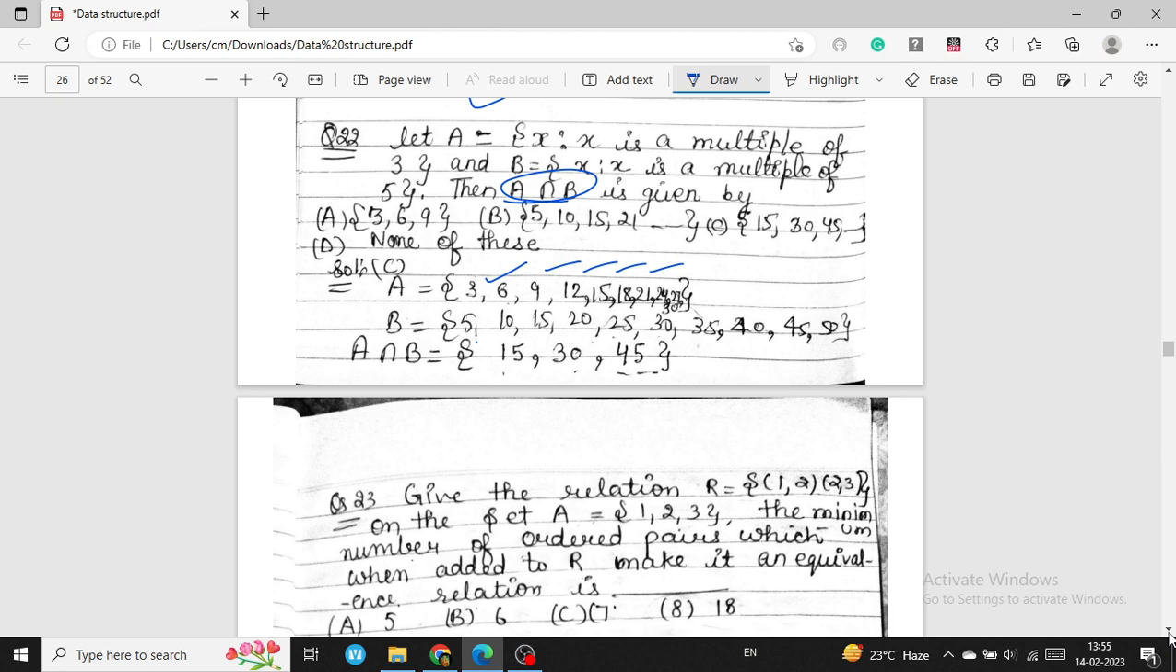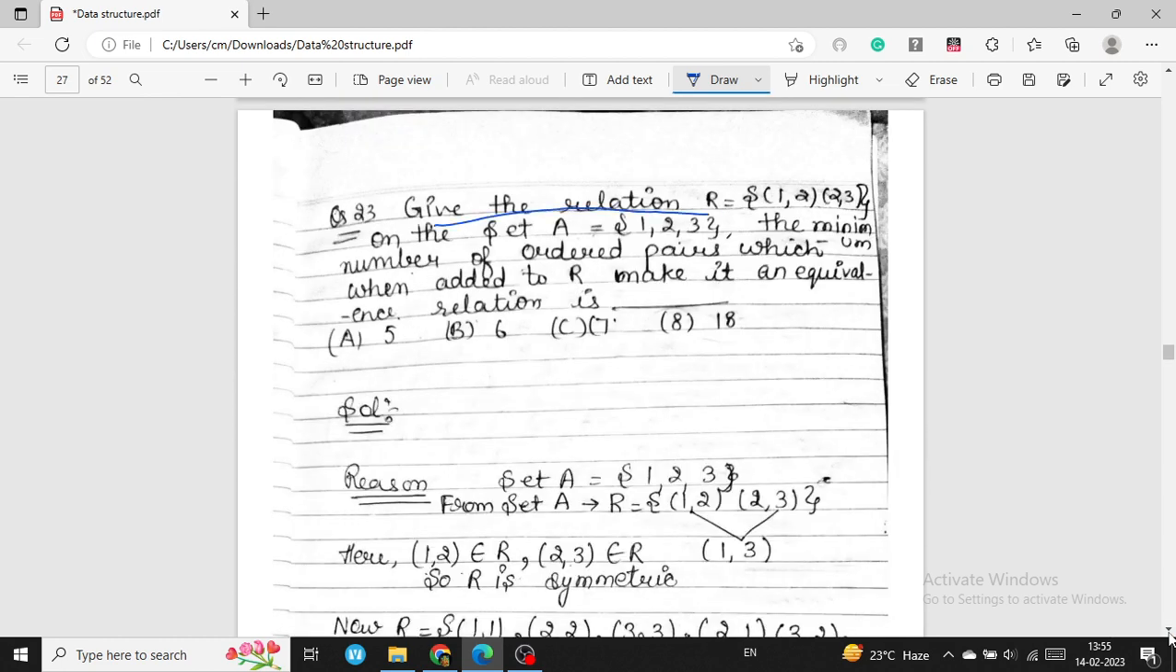When we write all the multiples of 3 and 5, we find that out of both sets only 15, 30, 45 are common, and before these values there is no common value which we can extract from these two sets. So that's why 15, 30, 45 is the answer. C is the answer.